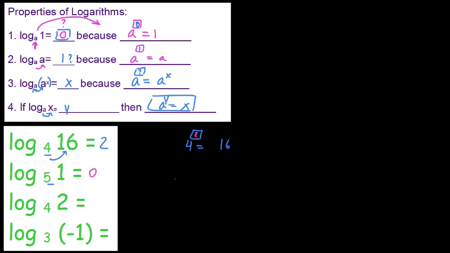Because our base here is 5, we'll rewrite this into exponential notation. 5 to the power of something turns into 1. This must be a 0. Log base 4 of 2. Now this one's a little bit trickier. People are like, well, we went backwards. We went from 4 to a smaller number. How does this work? Well, rewriting this, I would say 4 to the power of something turns into 2.